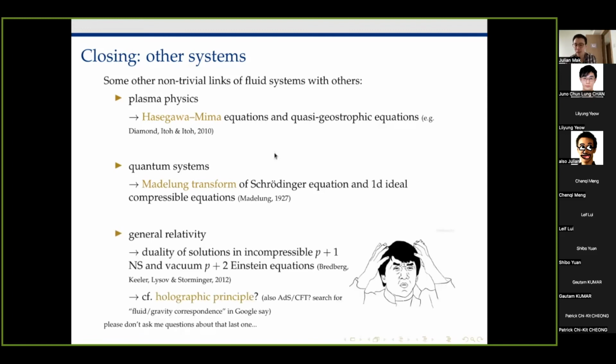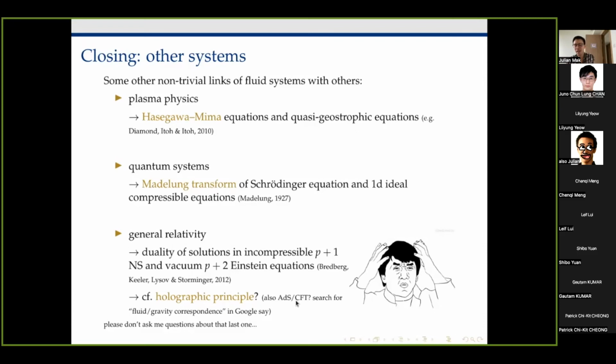equation. This one, don't ask me about this because I don't understand this one. So there is a link with gravity, apparently. The P+1 incompressible Navier-Stokes solution has a duality with the P+2 vacuum Einstein equations, apparently. This is written in a paper by Irene Bredberg and collaborators. This is an example of a holographic principle. In some sense, you can think of the Navier-Stokes solution as some sort of boundary solution of the Einstein equations.